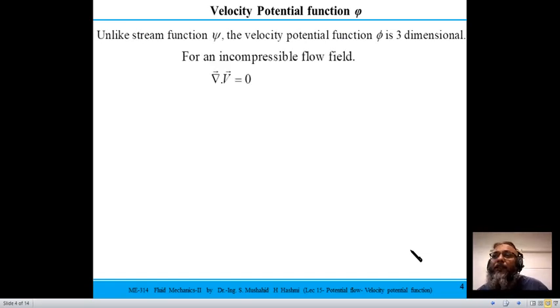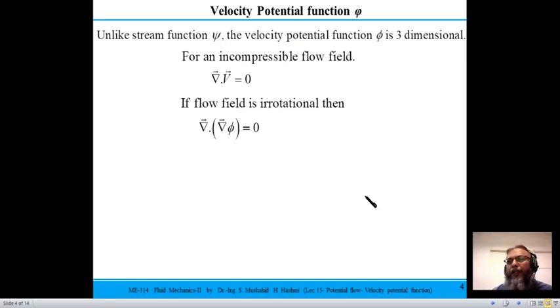Okay, so I have talked about, as we know, that if the flow field is incompressible, it means the divergence of the velocity is 0. So if you see the vector form of the continuity equation, it is actually the continuity equation where you have the divergence of velocity is 0.